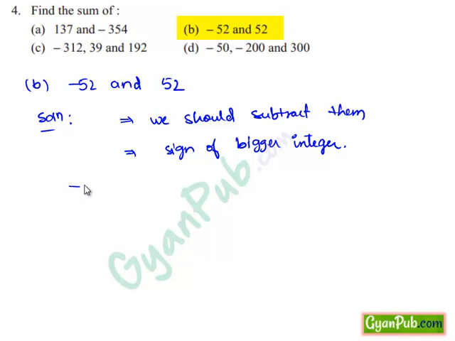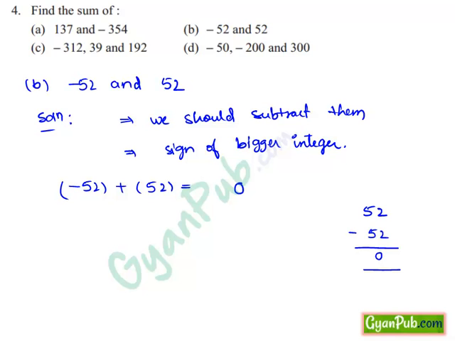Now we are adding minus 52 plus 52. First we will subtract them. 52 minus 52. Subtracting 52 from 52, we get 0. Here we have two integers with different signs. Since 0 has no sign, minus 52 plus 52 is equal to 0.